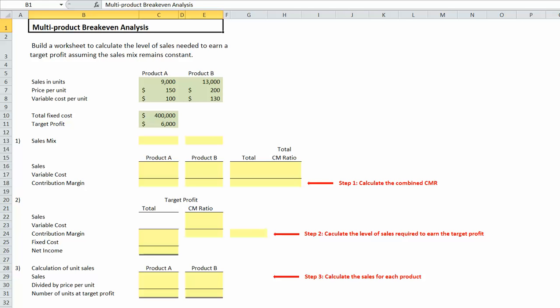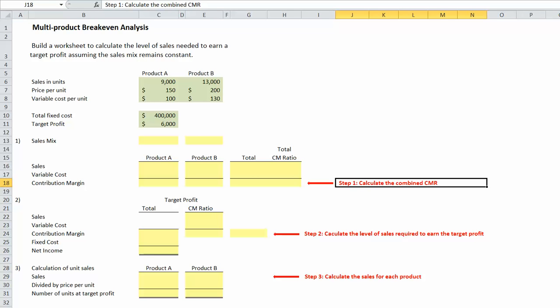In this Excel worksheet, we calculate the break-even point, or actually the target profit, for a multi-product company. We're going to go through 3 steps. First, we're going to calculate the combined contribution margin ratio for the entire company.